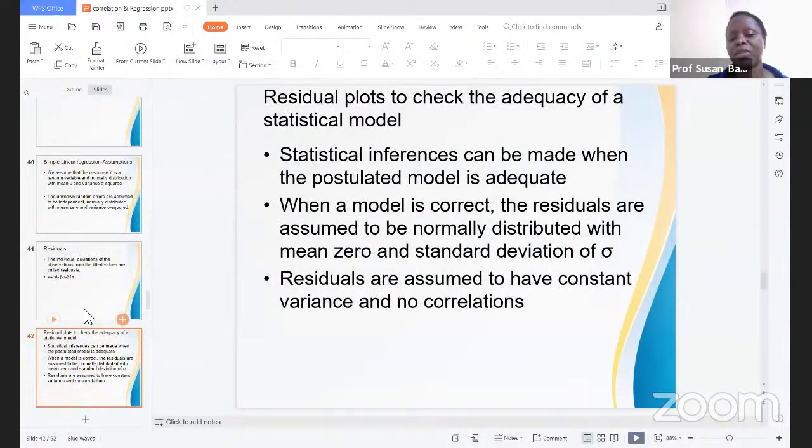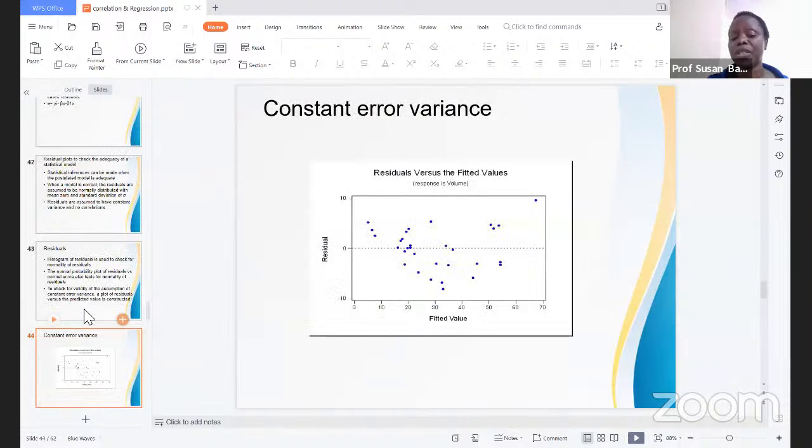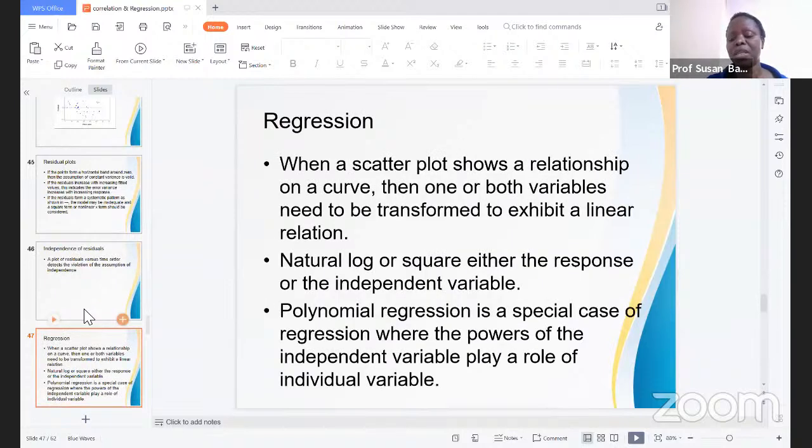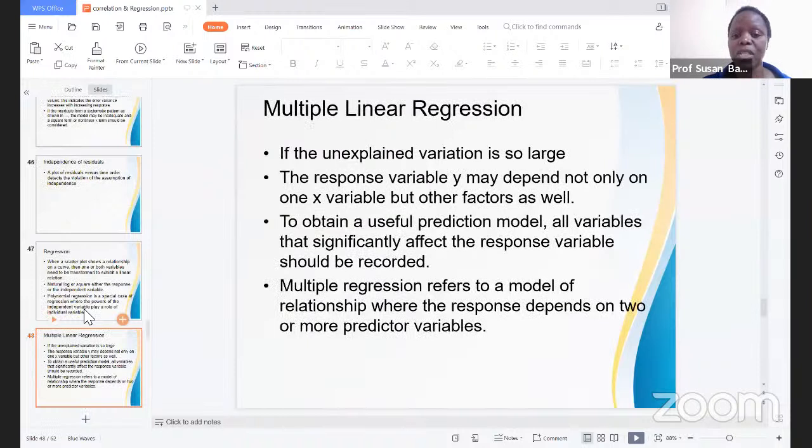constant variance sigma squared, the residuals, the unexplained variation, are assumed to be normally distributed with the mean 0 and constant variance. We also assume the unexplained variations or errors are independent. They are normally distributed. We also assume that there is a linear relationship between the response and the independent variables. So those are the assumptions that we looked at. And we looked at how we can test and see whether our model does not violate those assumptions.